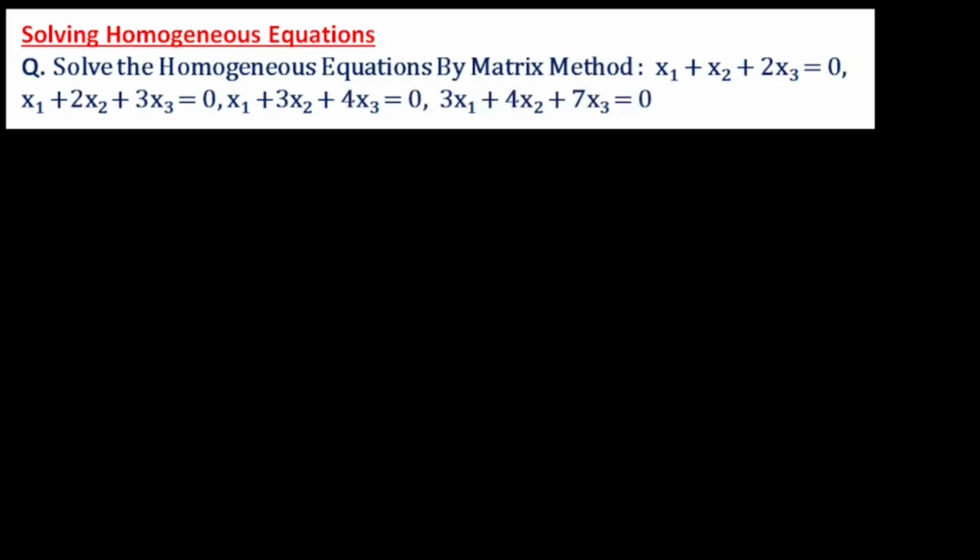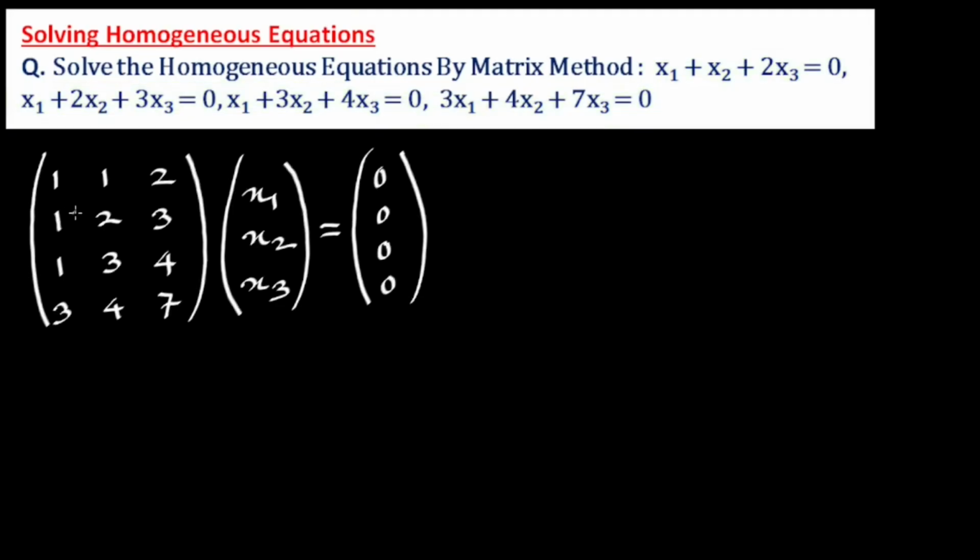Let us see another example of non-trivial solutions. We have to solve this system of homogeneous equations by the matrix method. As usual, first we will write them in matrix form. We will make these three elements 0 below this leading one. We will apply R2 minus R1, R3 minus R1 and R4 minus 3R1.